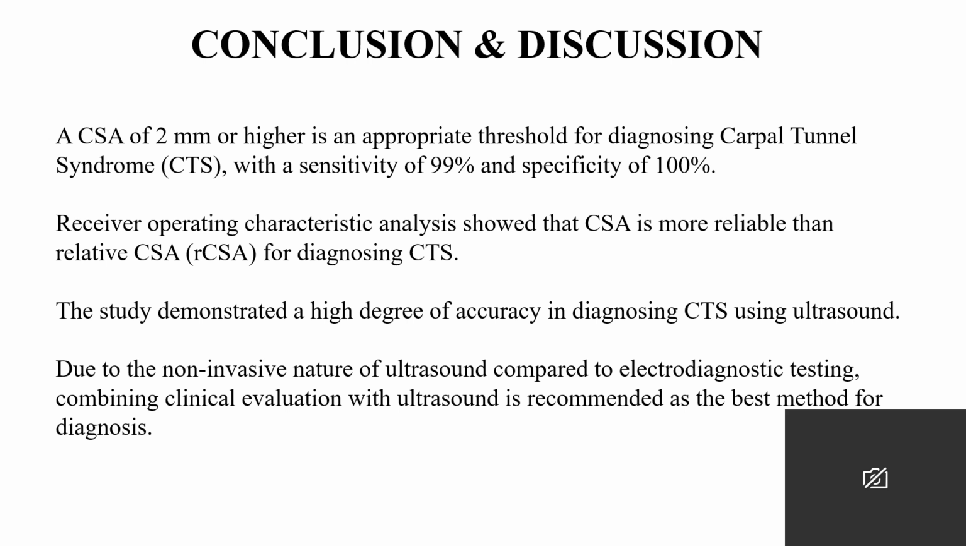Conclusion: a delta cross-sectional area of 2 millimeter or higher is an appropriate threshold for diagnosing carpal tunnel syndrome with a sensitivity of 99% and specificity of 100%. Receiver operating characteristic analysis showed that cross-sectional area is more reliable than relative cross-sectional area for diagnosing the carpal tunnel syndrome. The study demonstrated a higher degree of accuracy in diagnosing carpal tunnel syndrome using ultrasound due to the non-invasive nature of ultrasound compared to the electrodiagnostic testing. Combining clinical evaluation with ultrasound is recommended as the best method for the diagnosis.